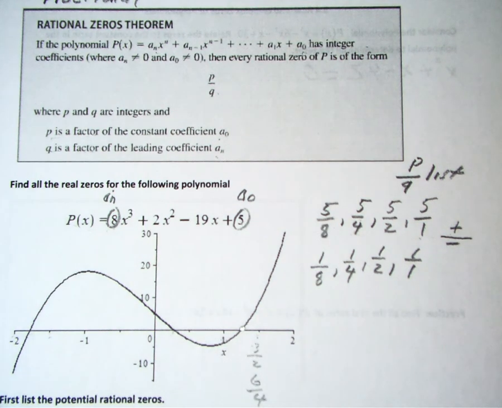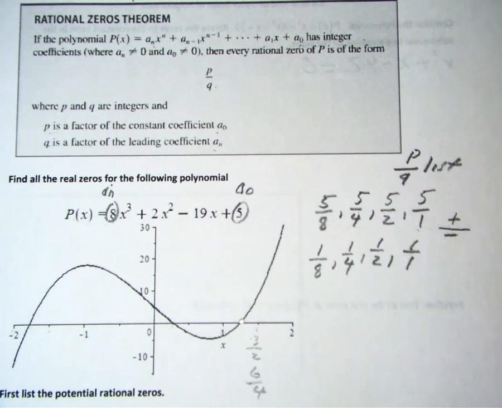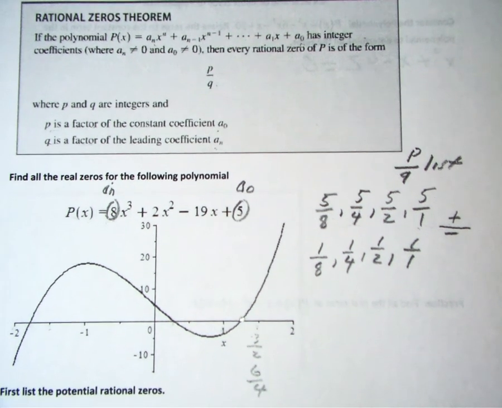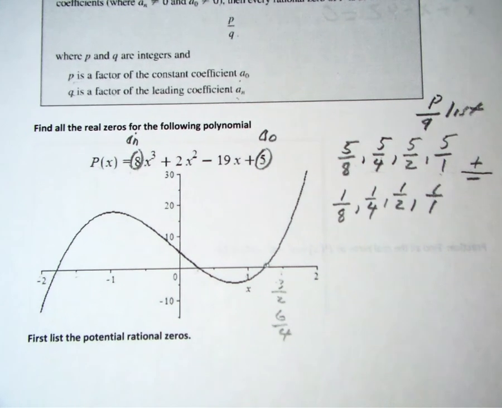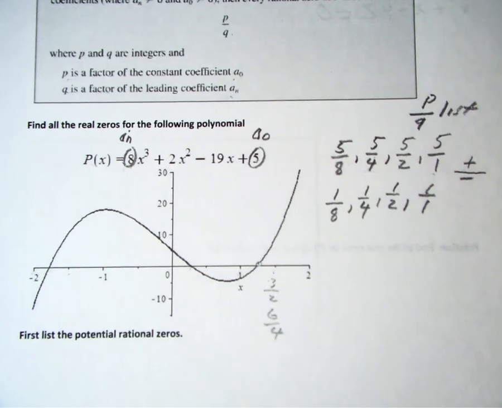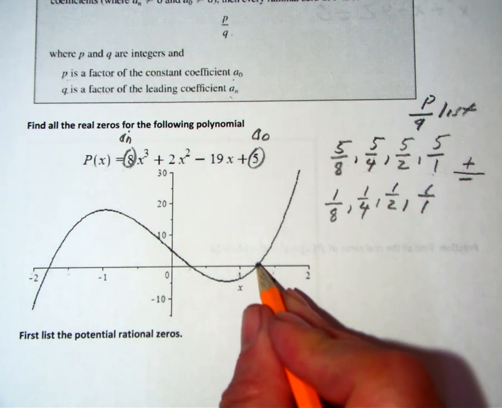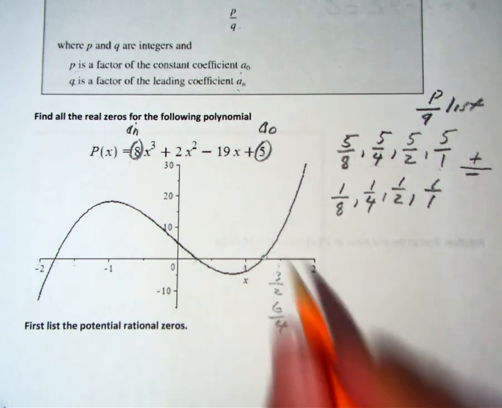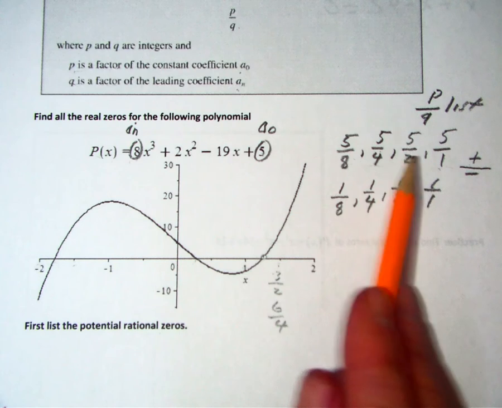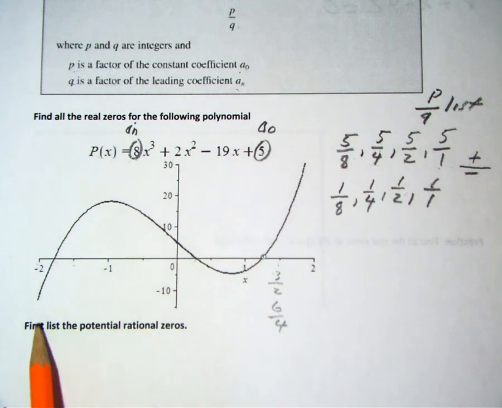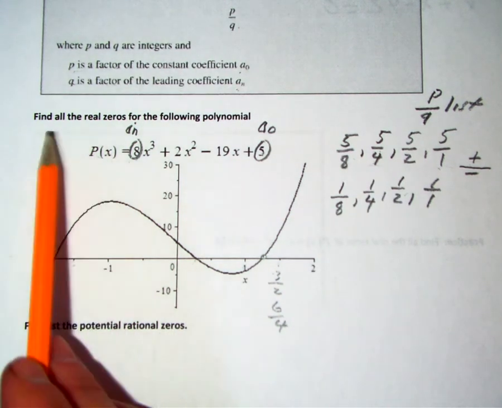Okay, so let's see what happens using what we learned in the previous demonstration on synthetic division. What I'm going to do, folks, is make the assumption that x is equal to 5 over 4. Now, the potential rational zeros is all of this stuff right here. This is the potential rational zero, so I just did that part of it. Now we're actually going to try to find all the real zeros.